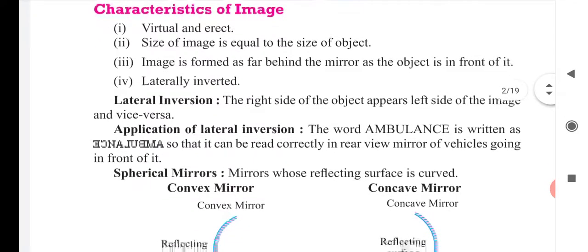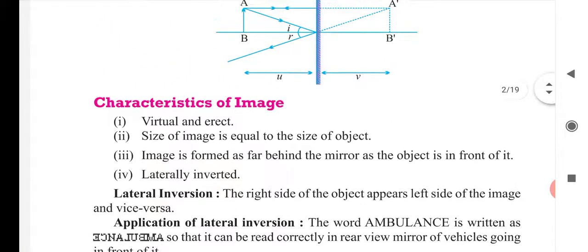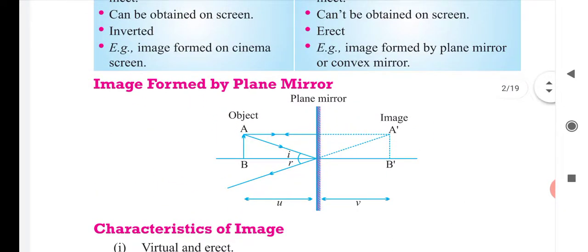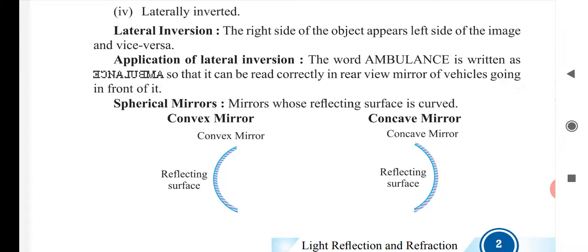Next we will be moving on to the spherical mirrors. Here you got to know image formation in the case of plane mirror. The characteristics of the image formed in a plane mirror: it is always virtual and erect, the height of the object is the same as the height of the image, the object distance is always equal to the image distance, and the image formed is laterally inverted. Now we will move on to the spherical mirrors, that is, the cut mirrors.